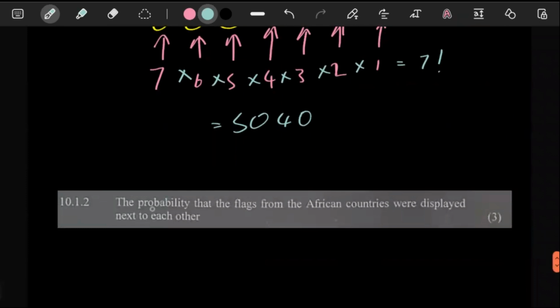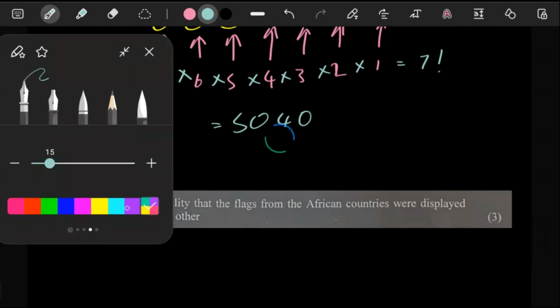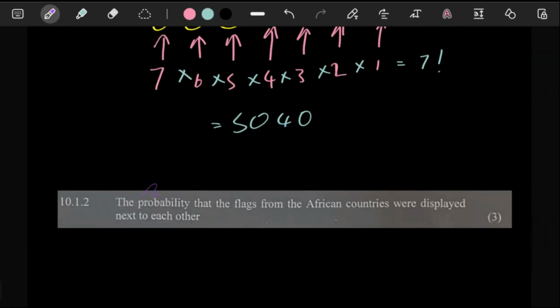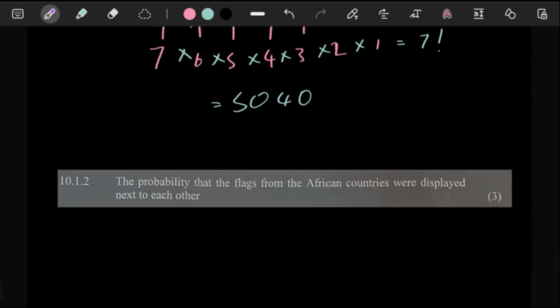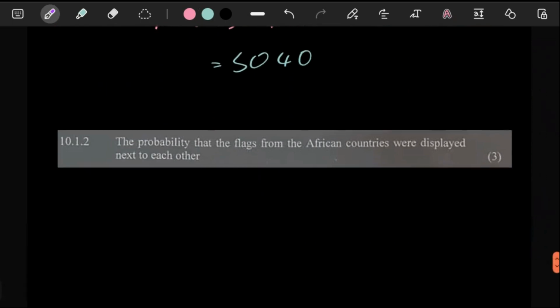Moving on, 3 marks. We should work out the probability that the flags from Africa were displayed next to each other. If you're going to work out the probability of that happening, you firstly need to work out how many ways the flags of Africa can be placed if they're all supposed to be stuck together. So what I mean is you have 7 flags in total, right? 1, 2, 3, 4, 5, 6, 7. We want the probability that the African flags will be together.